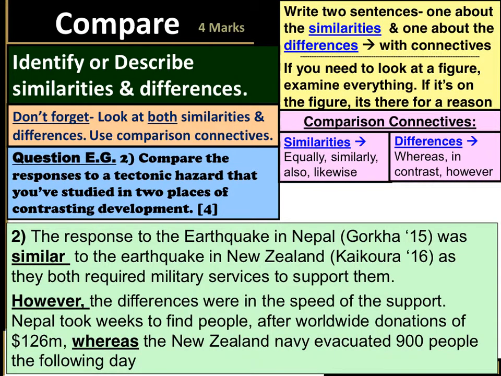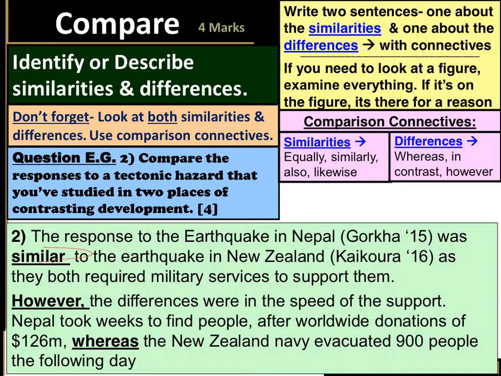Here's a possible answer. It says the response to the earthquake in Nepal, the Gorkha region in 2015, was similar to the earthquake in New Zealand, Kaikoura 2016, as they both required military services to support them. So you can see the comparison connective here of the word similar.